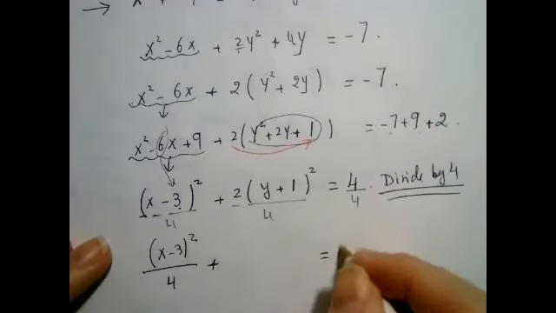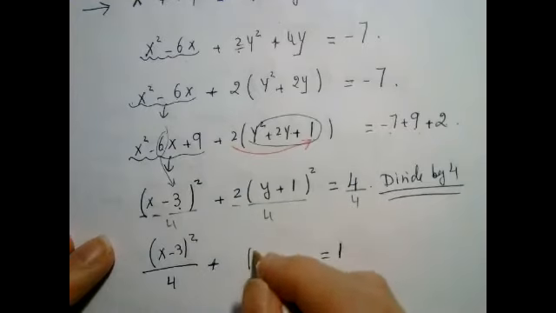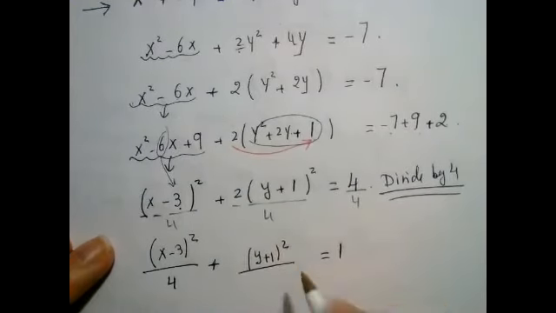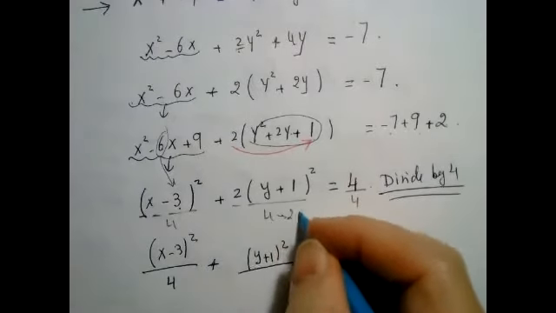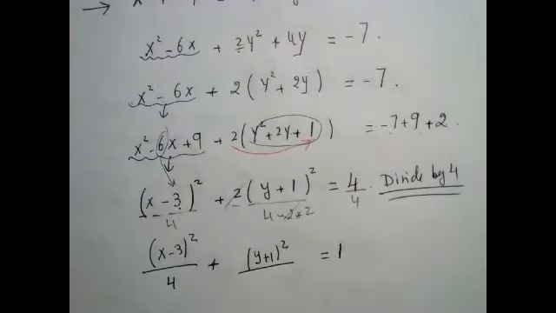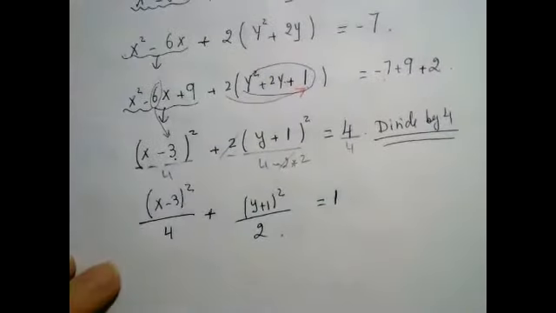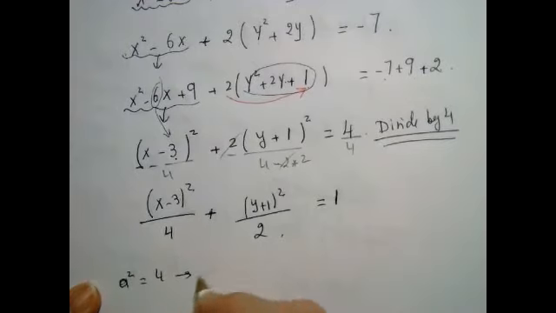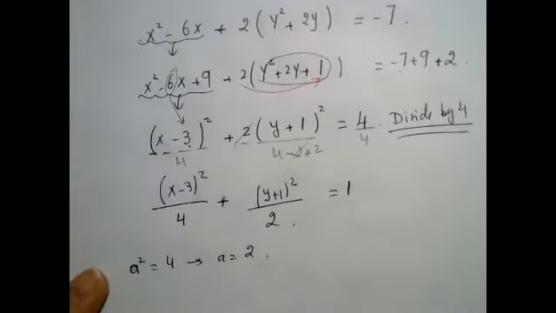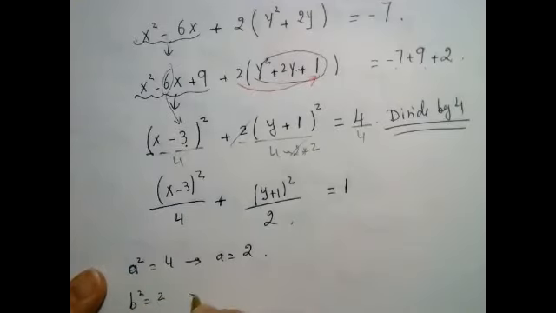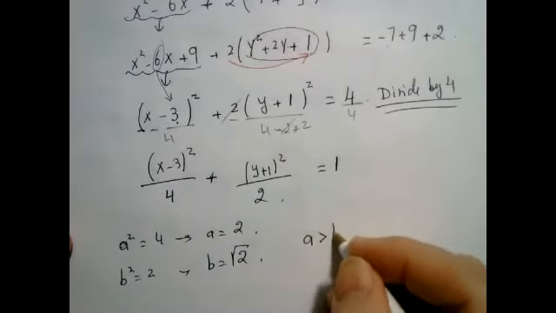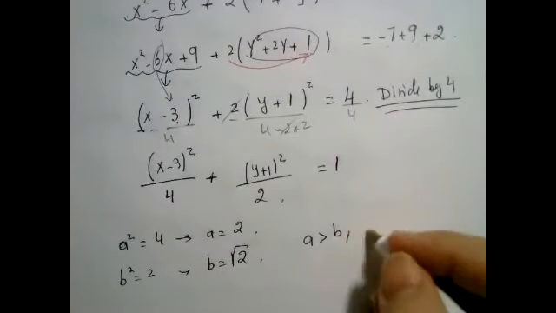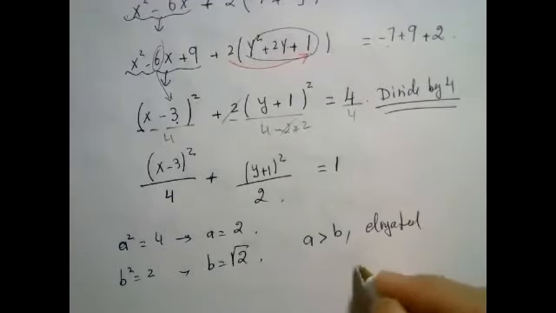Now, this piece here will give me a 1. That's what I want. 4 is 2 times 2. So the 2 will be simplified, and I will be left with 2 there. Okay, so that's really how we complete the square. In this problem, the a squared is 4. It means my a is 2. The b squared is 2. It means my b is the square root of 2. So a is larger than b. It means it's going to be stretched, elongated horizontally.